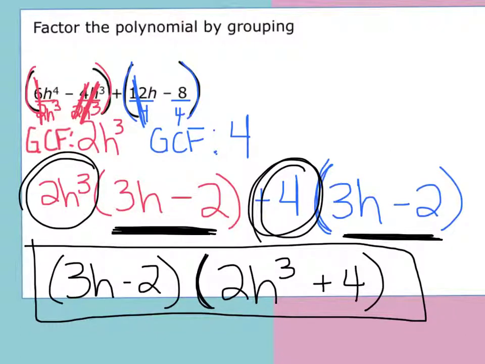Notice we went from this polynomial up here, and we factored it using grouping, and here's our final answer, and notice it's in two factored forms. Remember, I told you your answer will always look like this, or something similar to it. Let's try a second example.